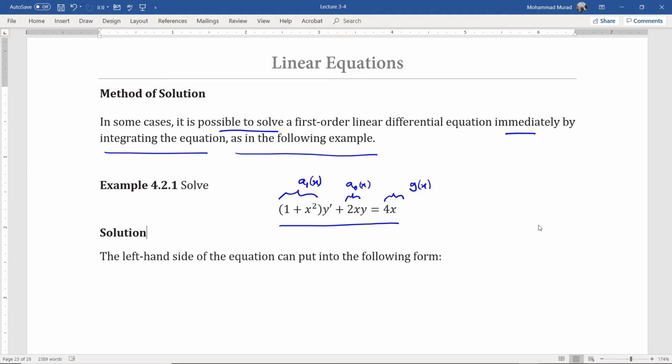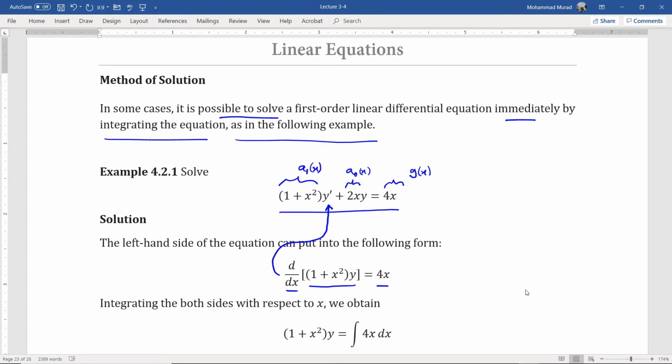The left hand side of the equation can simply be put into the following form. The derivative of the product of 1 plus x squared and y with respect to x equals 4x. When we differentiate the left-hand side with respect to x, we obtain the terms in the left-hand side of the given equation. Please verify.